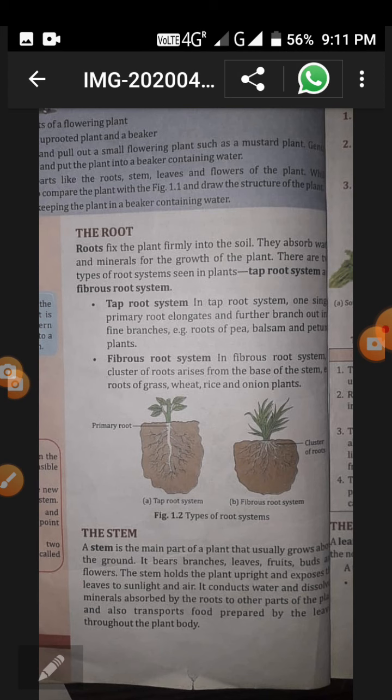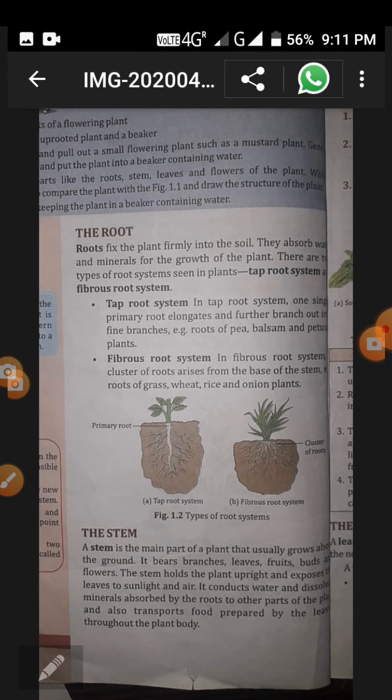Then we are moving on to the next topic. The topic is the stem. As we all know, stem is very important for the plant because it holds the plant in upright condition and it exposes the leaves to sunlight and air. The main function of the stem is to hold the plant in upright condition, and then it also transports all the foods and minerals absorbed by the roots to all the body parts of the plants.